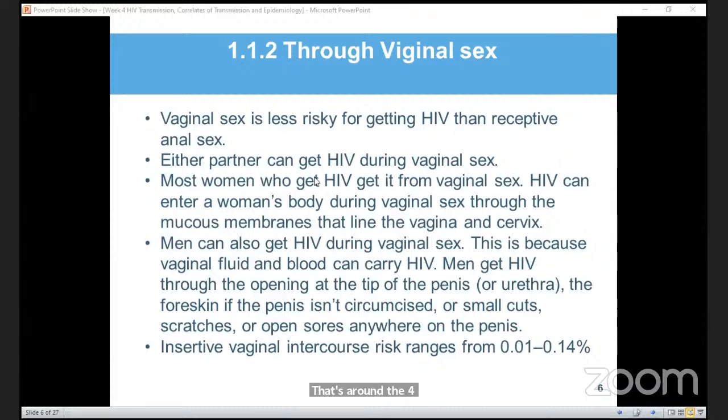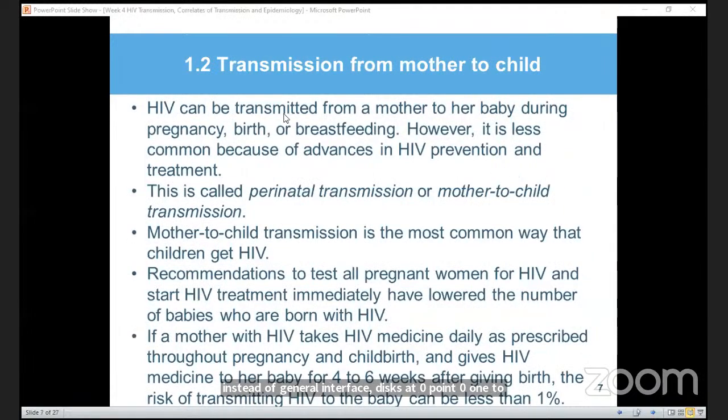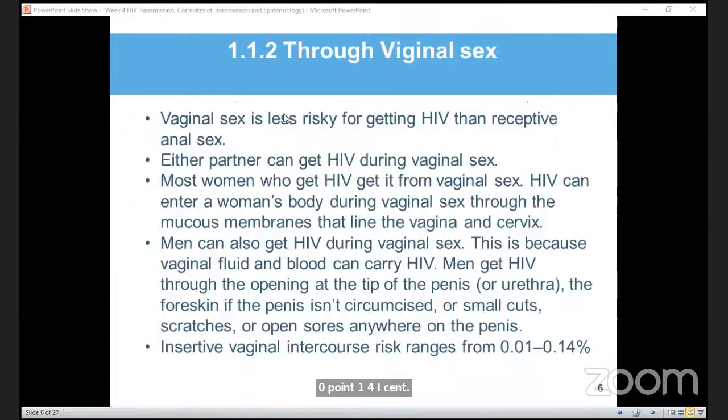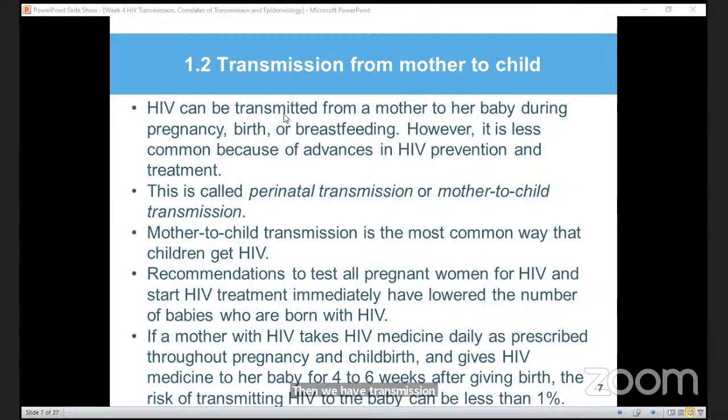Then you can see there the range of risk, the insertive vaginal intercourse risk is 0.01 to 0.14%. Then we have transmission from mother to child, or what's called perinatal transmission. Perinatal transmission can occur in three main ways.